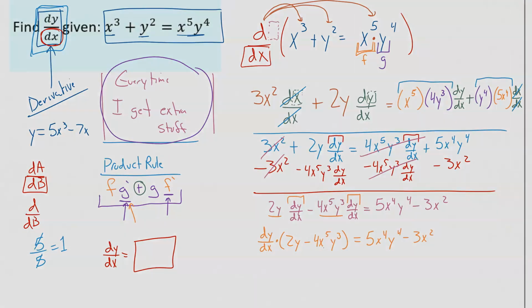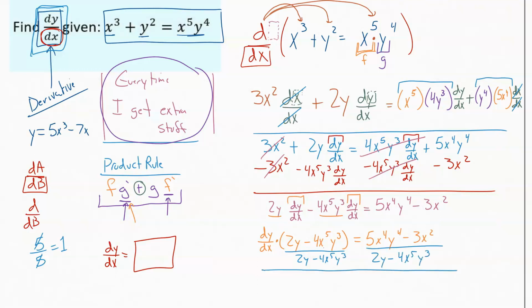And so the final move is really just a move of division. You're just going to divide both sides by 2y minus 4x to the 5th, y to the 3rd. And then these cancel, leaving us with dy/dx equals this equation. So 5x to the 4th minus 3x squared over 2y minus 4x to the 5th, y to the 3rd. So there is your derivative.